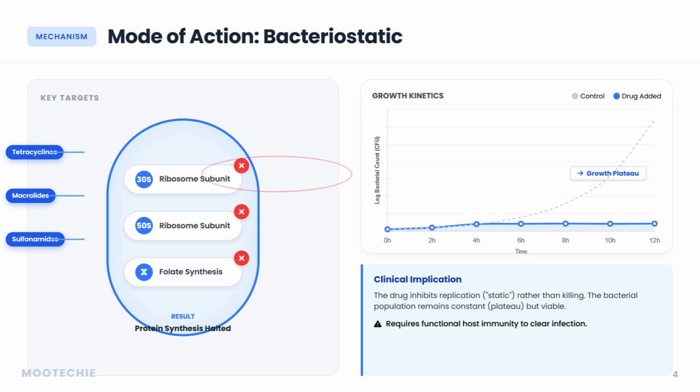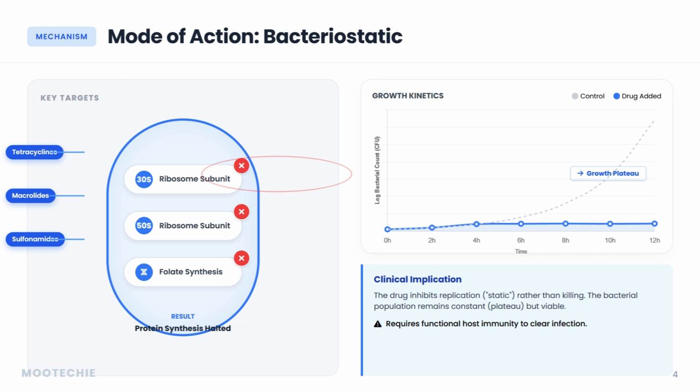Next, we see a growth kinetics chart. The vertical axis is log bacterial count and the horizontal axis is time in hours from 0 to 12. A control line climbs steadily, a drug-added line rises until about the 2-hour mark, then it hits a growth plateau and stays flat. This plateau shows the bacterial population remains constant but viable. The drugs are holding them in check, not eliminating them.